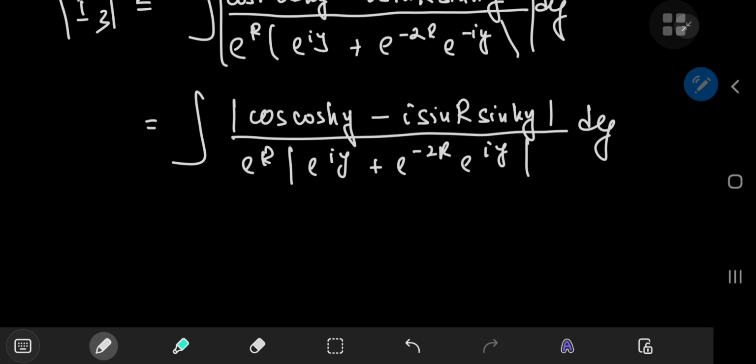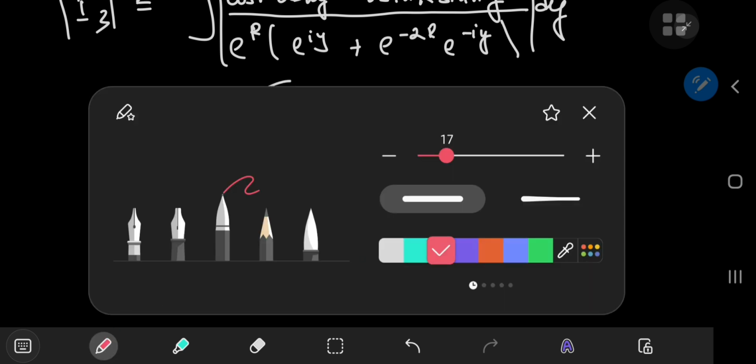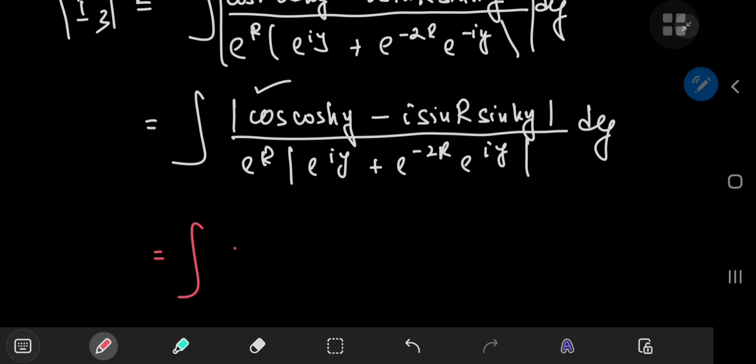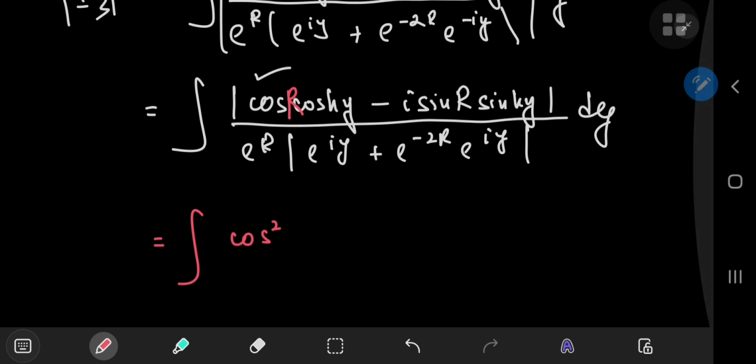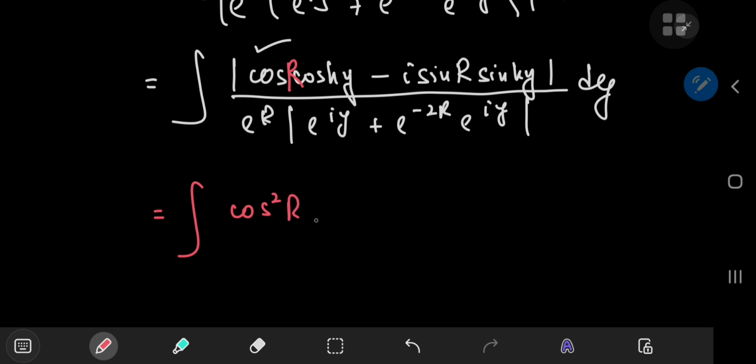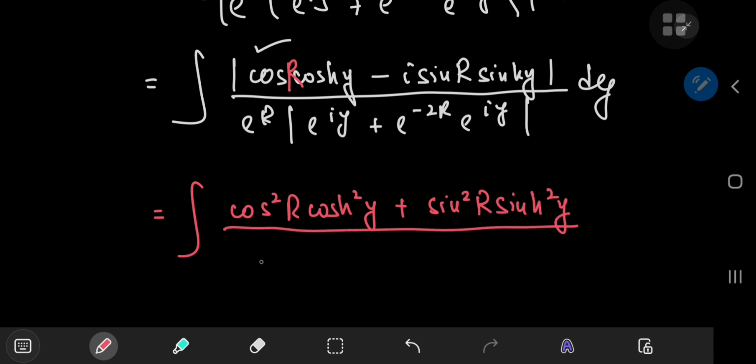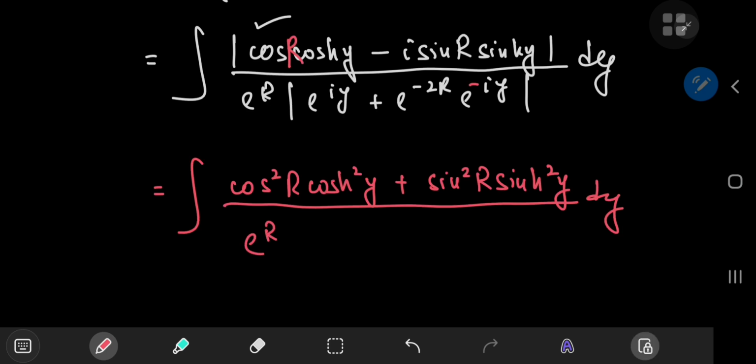Now, what's the modulus of the complex number you have up here? Well, that is in fact the square root of the square of the cosine of, wait a second, I'm missing something, the r. There was an r here, right? Yeah. Sorry about that, terribly sorry. So once again, the square of the cosine of r times the square of the cosh of y plus the square of the sine of r times the square of the sinh of y. So e to the r and the modulus of this complex number here.